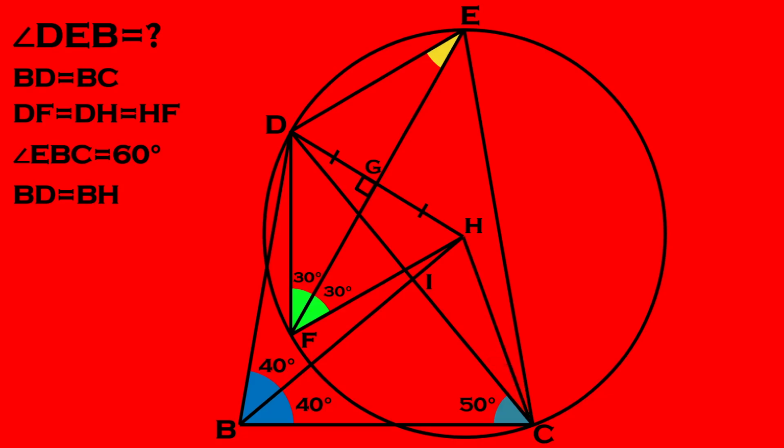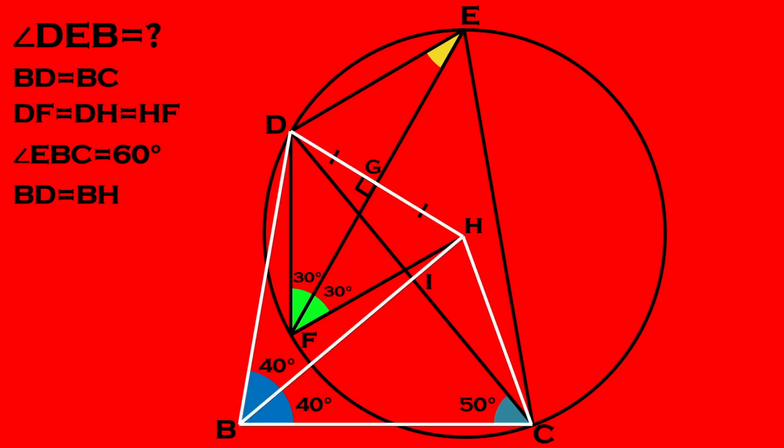We form HC and observe the two white triangles. They have BD equal to BC, BH common segment to both triangles, and the included angles are also equal. Each of them is 40 degrees. Because of that, using the side-angle-side theorem, these two triangles are equal, and so DH equals HC.